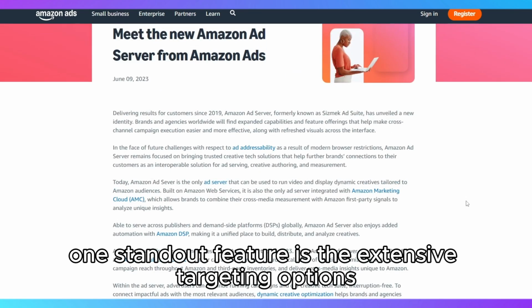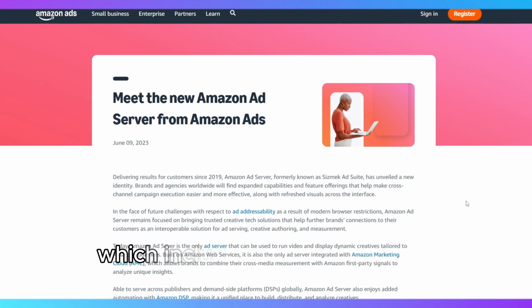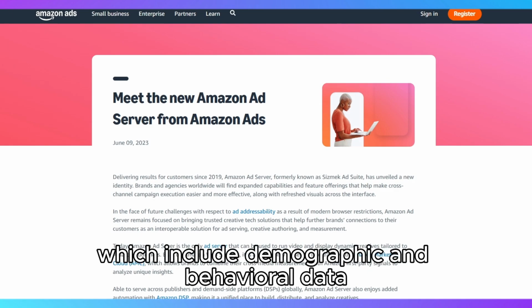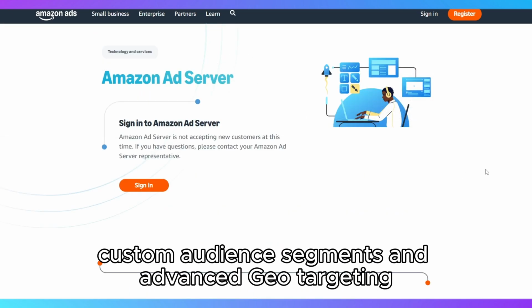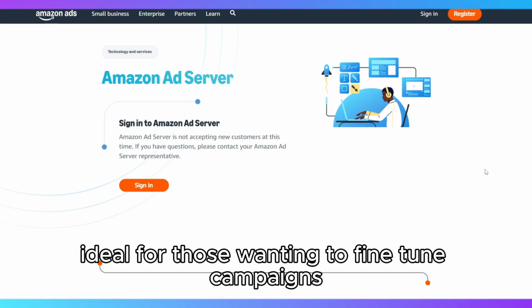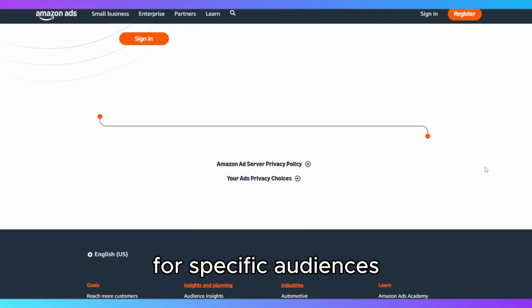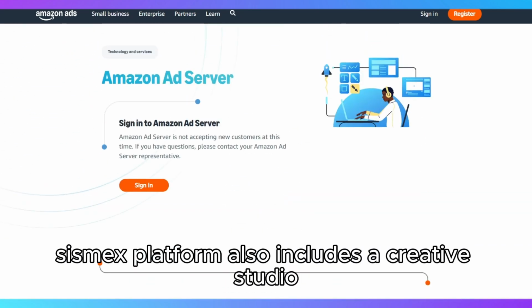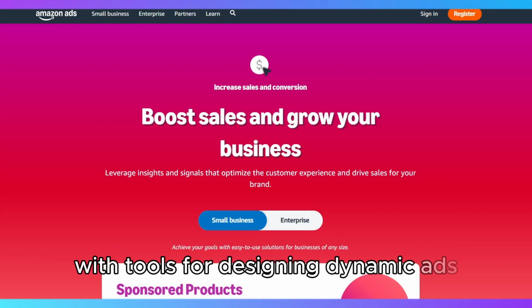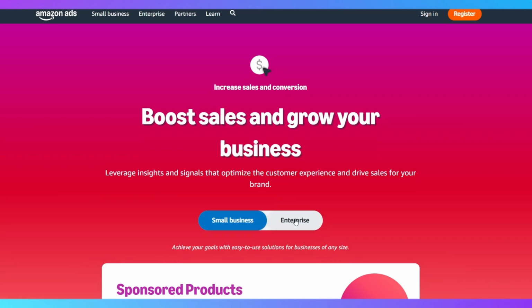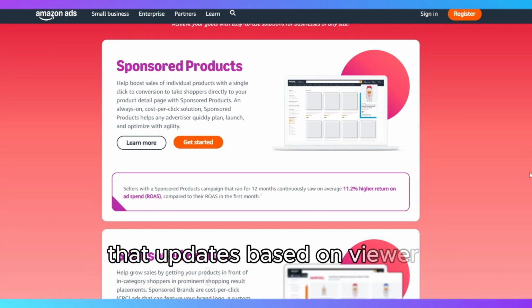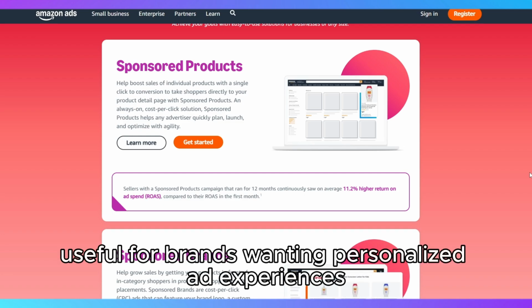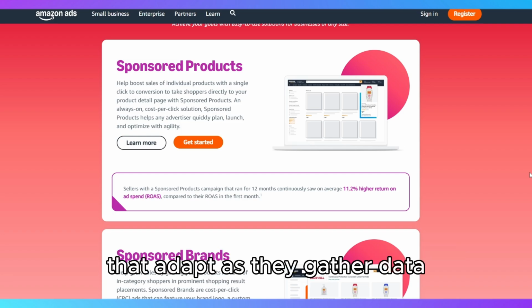One standout feature is the extensive targeting options, which include demographic and behavioral data, custom audience segments, and advanced geo-targeting, ideal for those wanting to fine-tune campaigns for specific audiences. Sizmek's platform also includes a creative studio with tools for designing dynamic ads, allowing for real-time optimization that updates based on viewer interactions. This is particularly useful for brands wanting personalized ad experiences that adapt as they gather data.